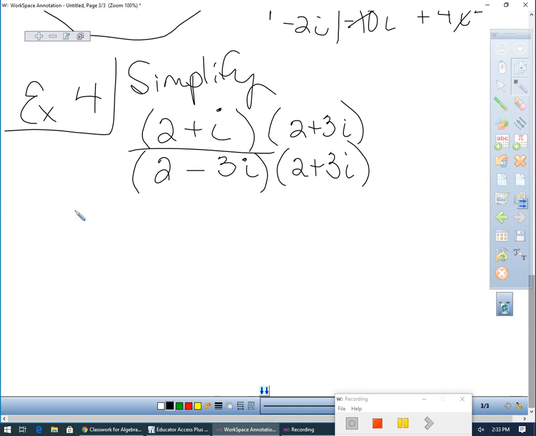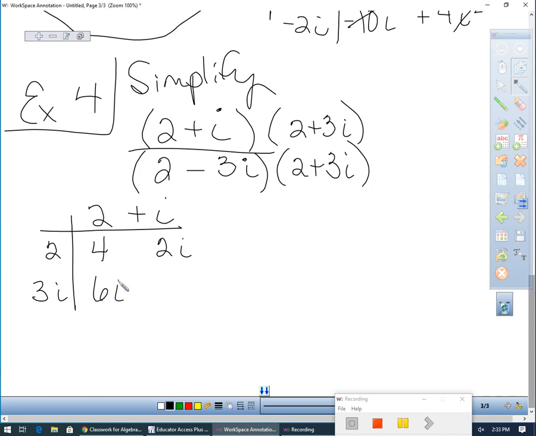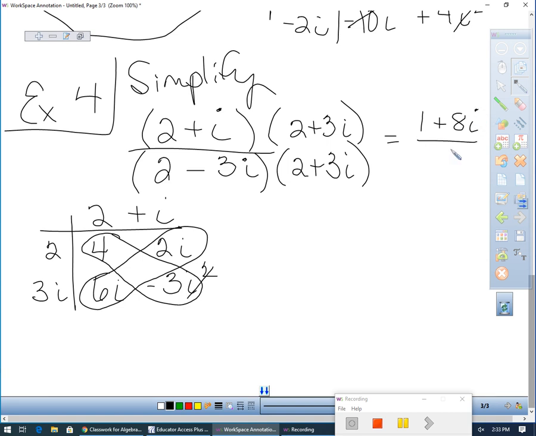All right, on the top, we're going to multiply 2 plus I times 2 plus 3I. 2 times 2 is 4. 2 times I is 2I. 2 times 3I is 6I. 3I times I is 3I squared. The I squared cancels and makes it a negative 3. Adding this diagonal first, 4 plus negative 3 is 1. 6I plus 2I, 8I. That's the top, or the numerator.